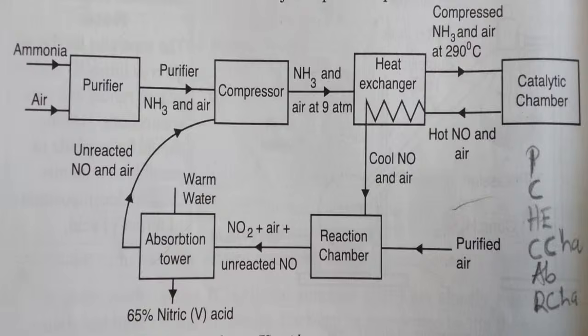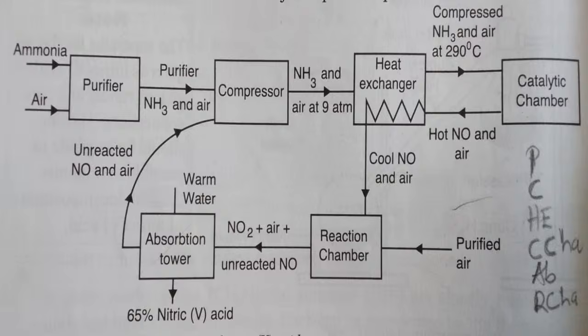So once it has been cooled, it is passed to another chamber known as the reaction chamber. In the reaction chamber, this nitrogen 2 oxide is going to be oxidized with the purified air, known as oxygen, so as to form brown fumes of nitrogen 4 oxide. And the nitrogen 4 oxide formed is going to be reacted with water, warm water.